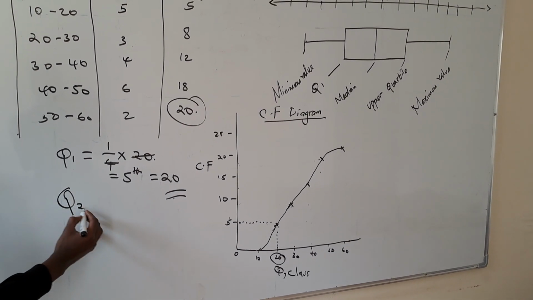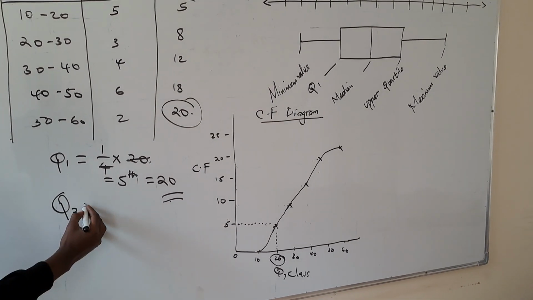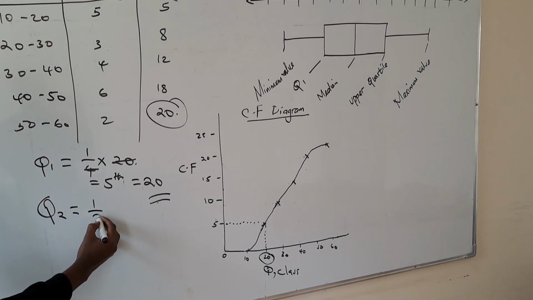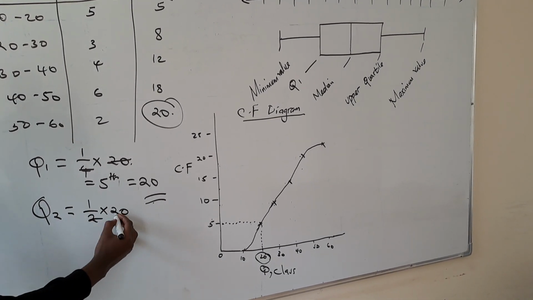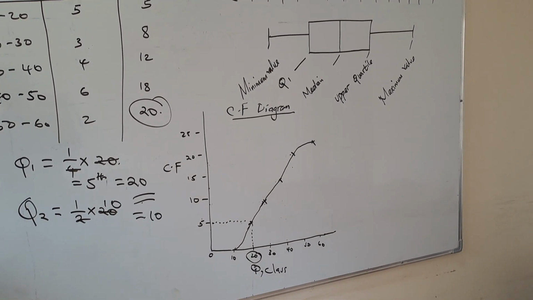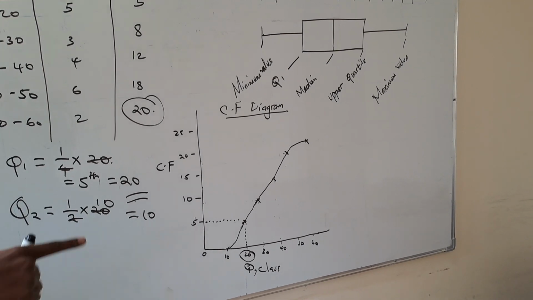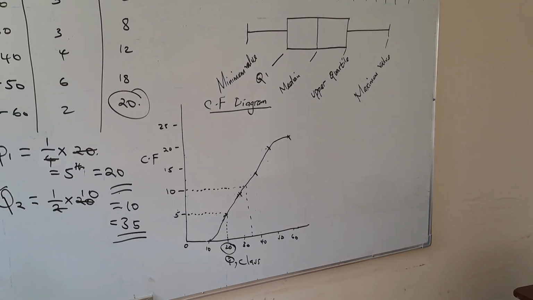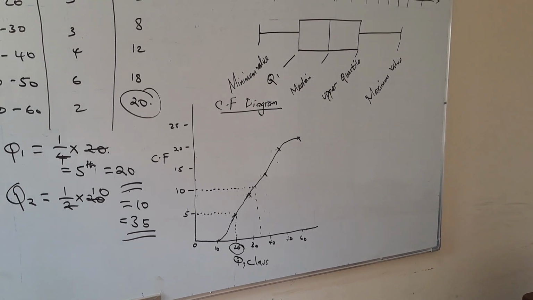How do you find Q2? Q2 is the median. The median divides the data into two equal halves. So it will be a half times 20, which is 10. 10 is the position of the median. So you will go to your cumulative frequency diagram at that value. So it's the 10th position on the graph. Make sure your data is accurate.